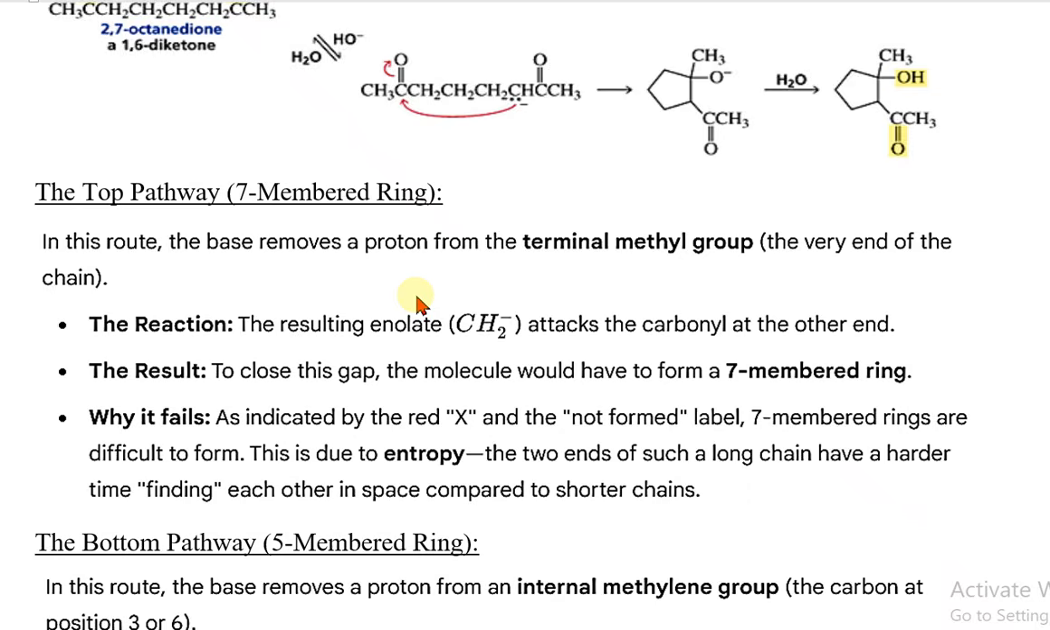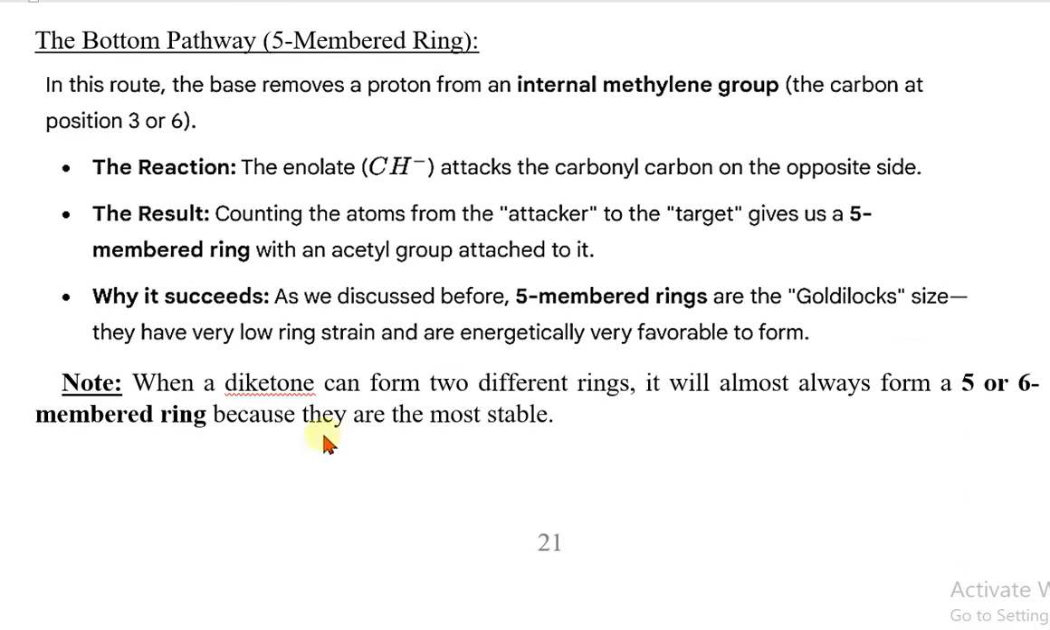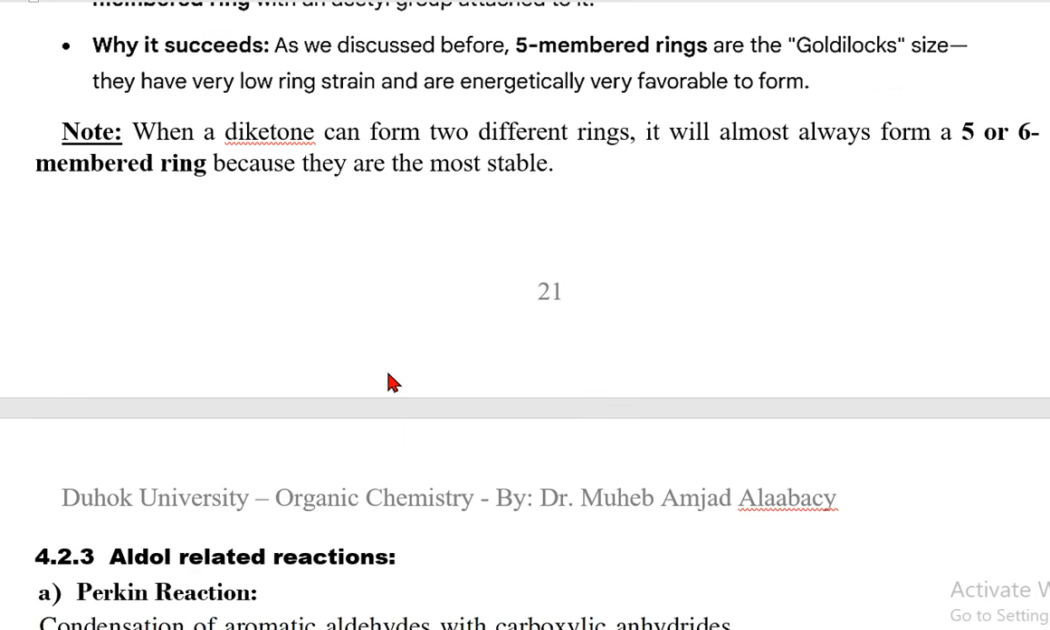Okay, as a note for you, when a diketone can form two different rings, it will almost always form the 5 or 6-member ring because they are the most stable and the most easily formed. This is an important note for you.